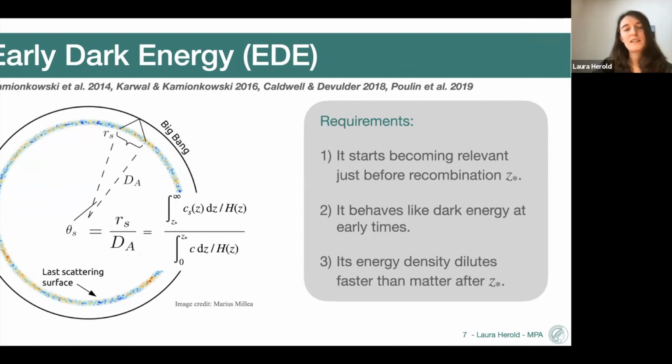More precisely, early dark energy needs to start becoming relevant just before recombination, because this is where this integral is most sensitive to. It behaves like dark energy at early times in order to boost the expansion rate sufficiently. And its energy density needs to dilute faster than matter after the redshift of recombination in order not to impact the CMB measurement too much and late time physics too much.